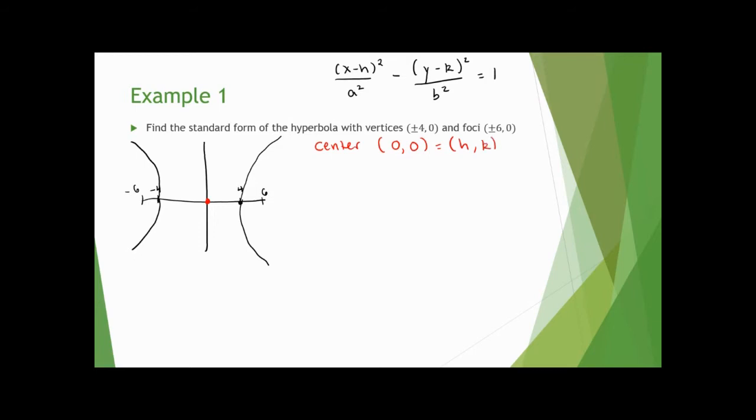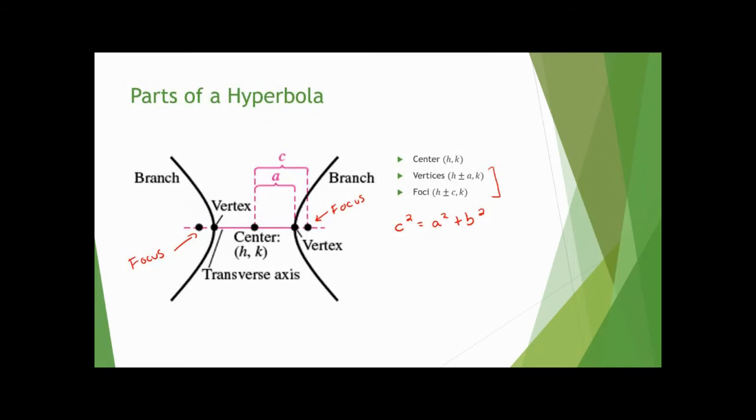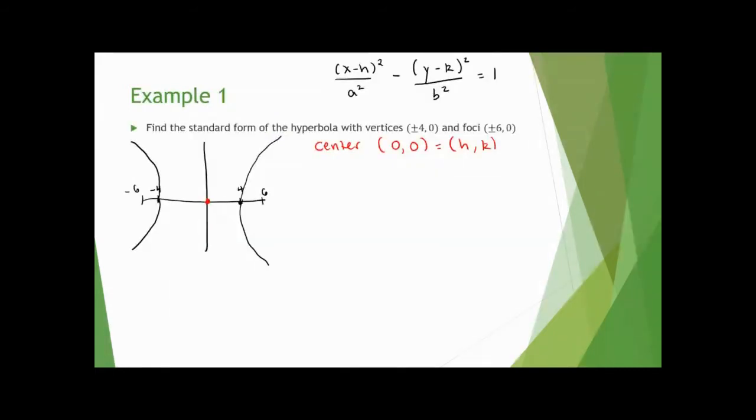So I know those. Now I need to determine a squared and b squared. And I always start by determining a squared. So if I go back to the parts of the hyperbola, a is the distance between the center and the vertex. So I can go ahead and label that. So this distance between the center and our vertex, that is going to be a, which means I can get a squared, which is 16.